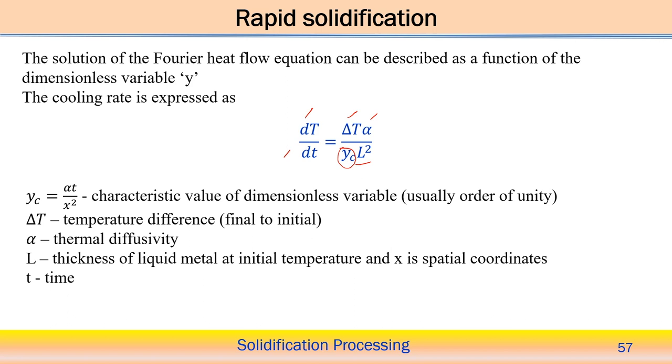So, here y is a dimensionless parameter, but yc is the characteristic value of the dimension variable, which is alpha t by x square. If you put it here, you can see that delta T and alpha are there, and yc is basically the characteristic dimension alpha t by x square, and here you get L square. So, here you can see the material properties. The dimension is the same, basically delta T by t we are getting. So, temperature change with respect to time, and using these dimensionless parameters, we can easily estimate the cooling rate associated with the manufacturing process, or the solidification, or I can say the rapid solidification process.